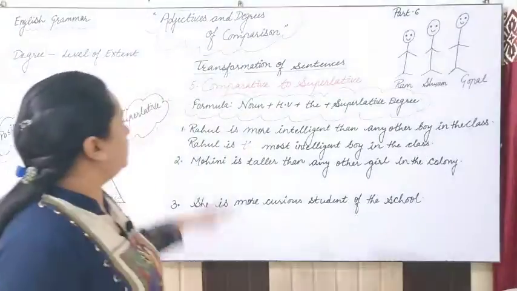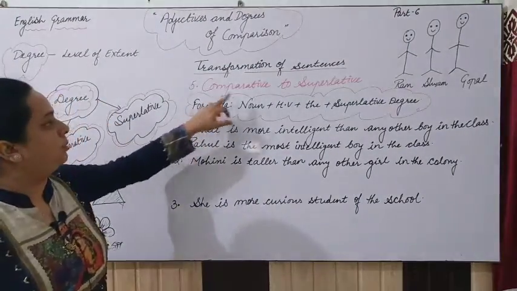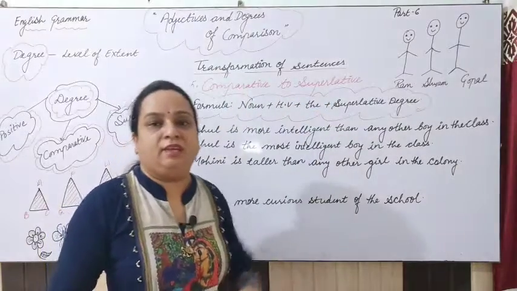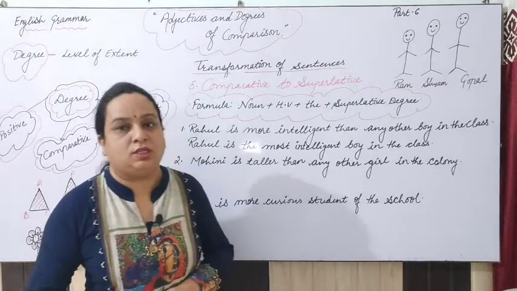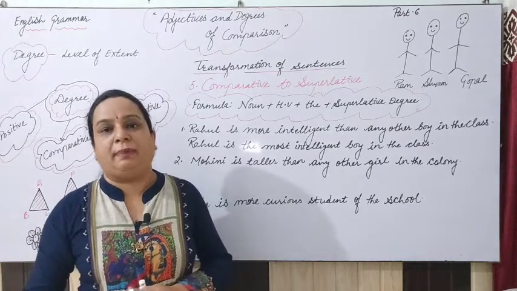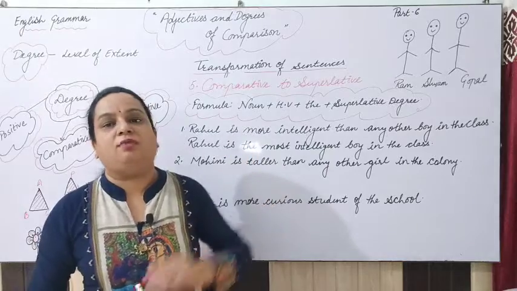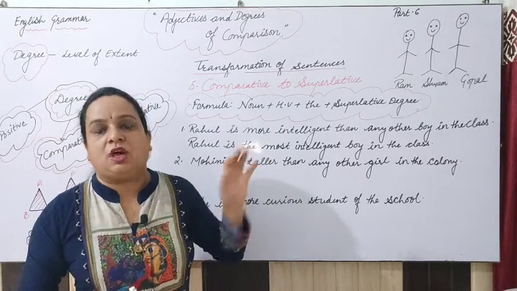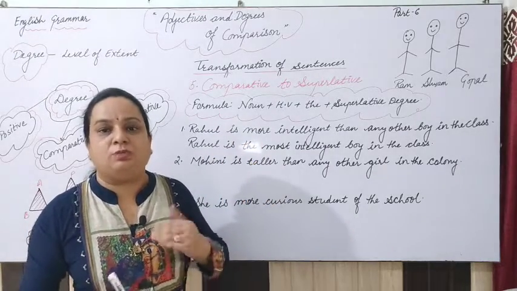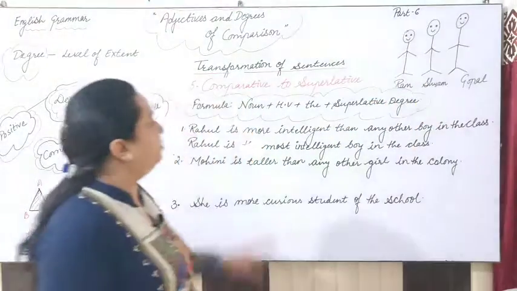Now let's understand rule number 5. Here we have to transform comparative degree to superlative degree, and then change the sentence. So what is comparative degree? When we have to make a comparison between two nouns. And superlative is when we have to talk about the best out of many, meaning more than two, like we did in the starting diagram.